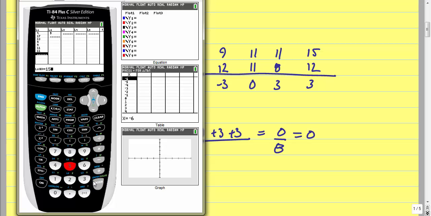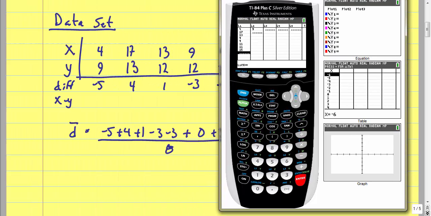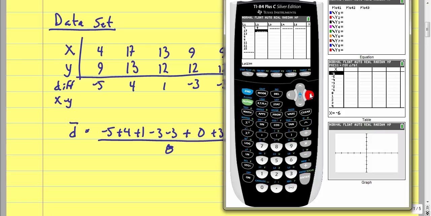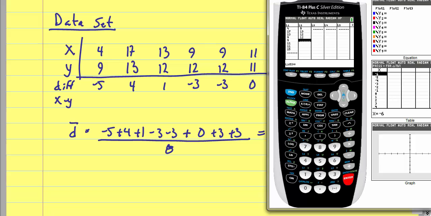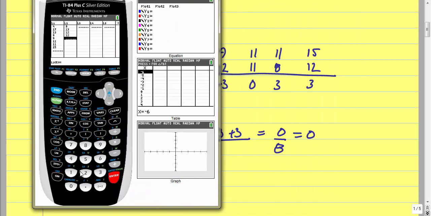and a 15. Okay, now when I enter my data for the Y values, I need to make sure they're lining up. So across from the 4 was the 9, across from the 17 is the 13, meaning I can't randomize these. I want to make sure that they're kept in this particular order. And I have another 12, 11, 8, and 12.